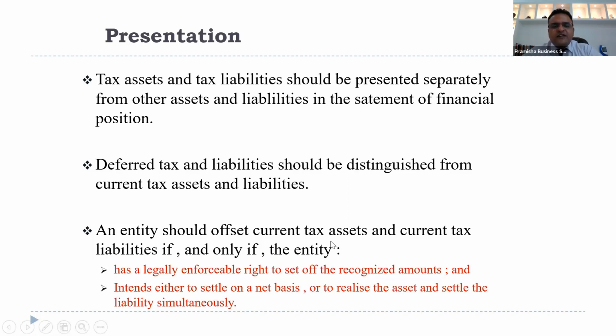An entity should offset current tax assets and current tax liabilities. They can present them in one line item if they have a legally enforceable right to set off in their jurisdiction or in their country. If they're not allowed in their jurisdiction, they should not. IFRS allows offsetting if the entity intends either to settle on net basis or to realize the asset and settle the liability simultaneously. Since it is with the same authority, we use a single line, net basis, for tax asset and tax liability in the balance sheet. We don't present two line items, DTA and DTL, separately. We present whichever is higher. If DTL is higher, we'll present DTL. If DTA is higher, we'll present DTA, because the settlement is with the same authority.